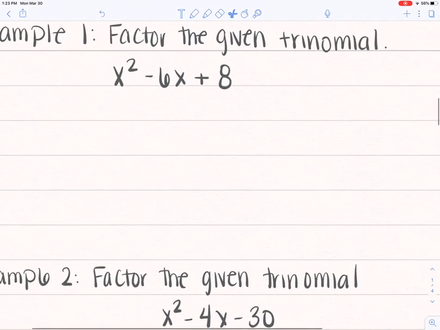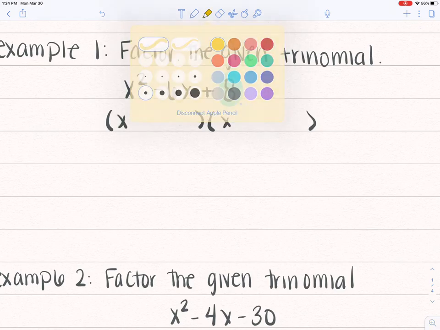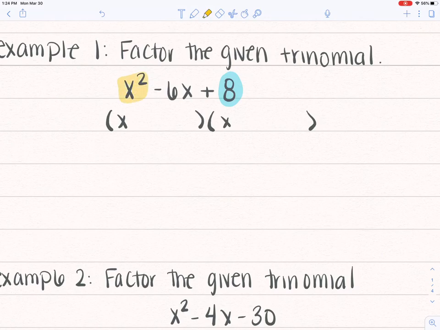All right, so example 1 says factor the given trinomial, x squared minus 6x plus 8. So all of this depends on C. Using my sign chart, before I do any factoring, I can go ahead and get the basis of my factors down. I know it's going to be x and x, because that variable right there says x squared, and the only way to multiply to x squared is x times x. So I'm going to break that up.